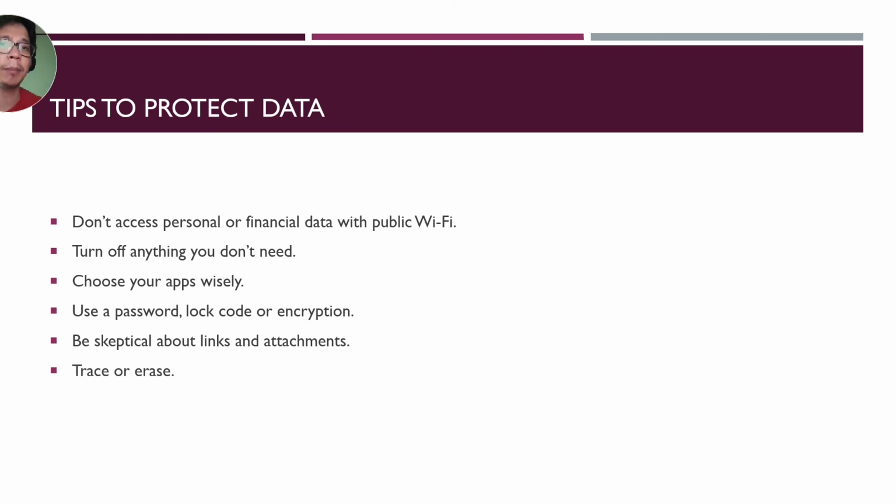Now, be skeptical about links and attachments. When we use our mail, make sure that we don't open suspicious links. Next is trace and erase. For this one, again, if we don't use the app, we'd want to remove it. And when we use messaging apps, we'd want to have a feature like Signal's that could self-destruct the data that we have.